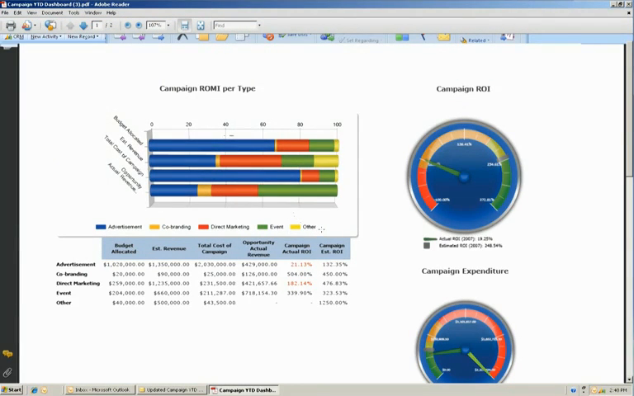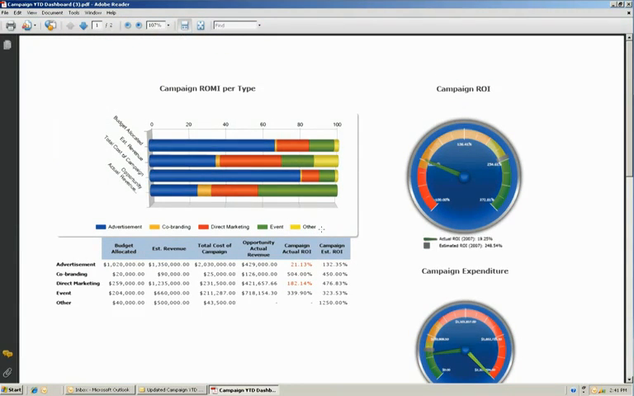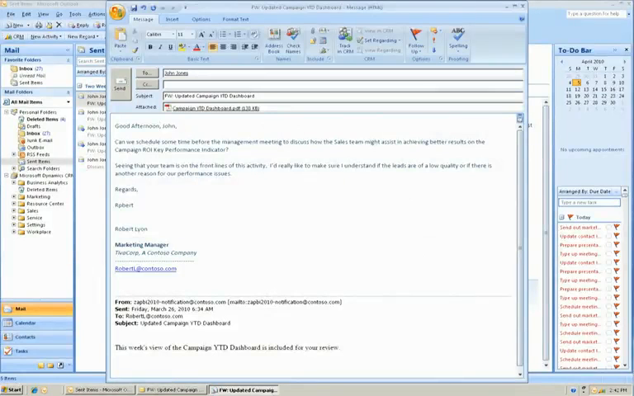This dashboard shows the returns the company is seeing from their investments in different types of marketing campaigns. Because Robert's performance is measured by the key performance indicators shown here, he's keen to understand why campaign performance is falling below target. He emails his colleague, John Jones, who runs the sales team.